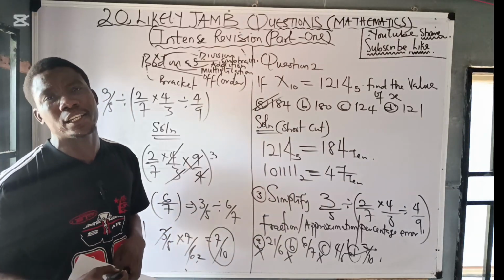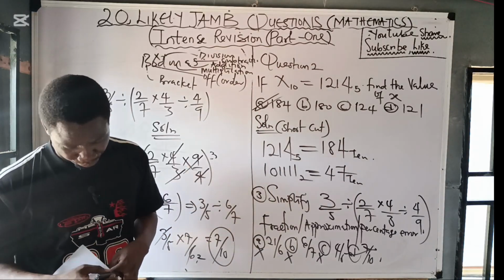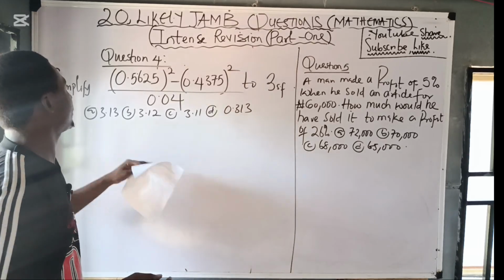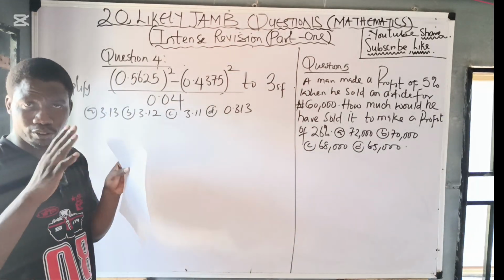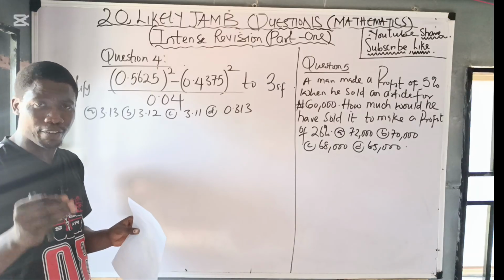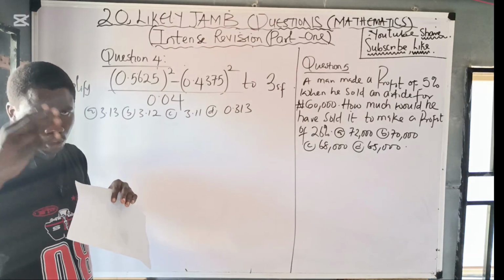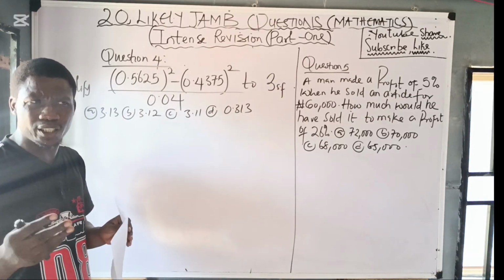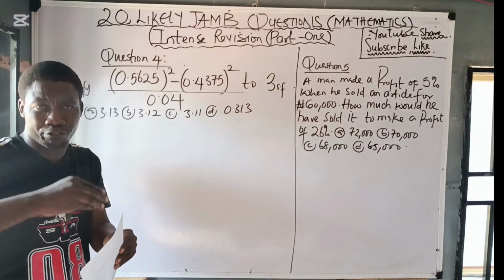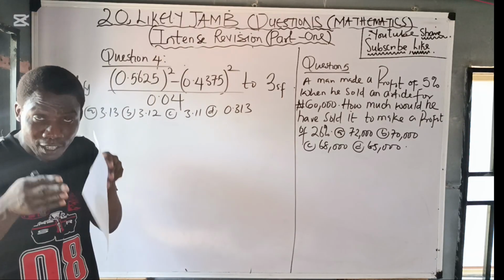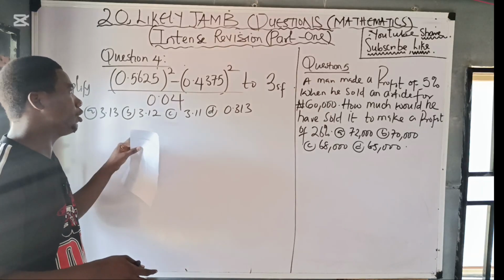Okay. Now let's take question number 4. In question number 4, just like I told you, you must understand the way your JAMB syllabus is. You have number system. After doing number system, the question you are likely to see is a question from fraction and approximation. So they gave us one fraction. Now they are giving us one approximation. So how do we solve this?